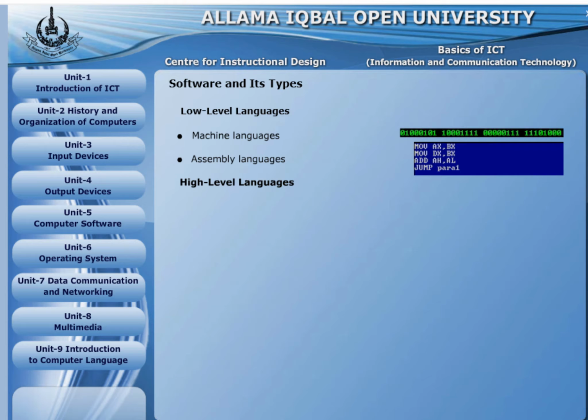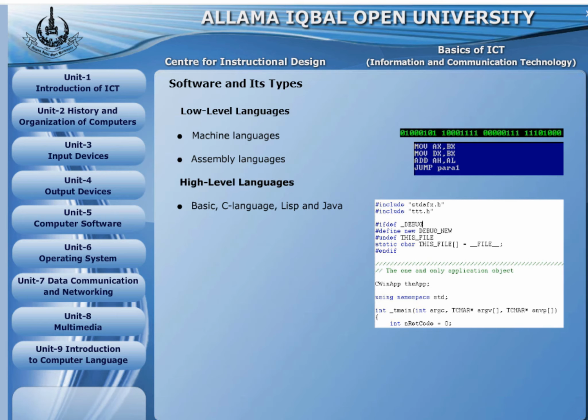High-level languages are another type of computer languages. These use English-like statements to write instructions. Some high-level languages include BASIC, C language, Lisp, and Java.